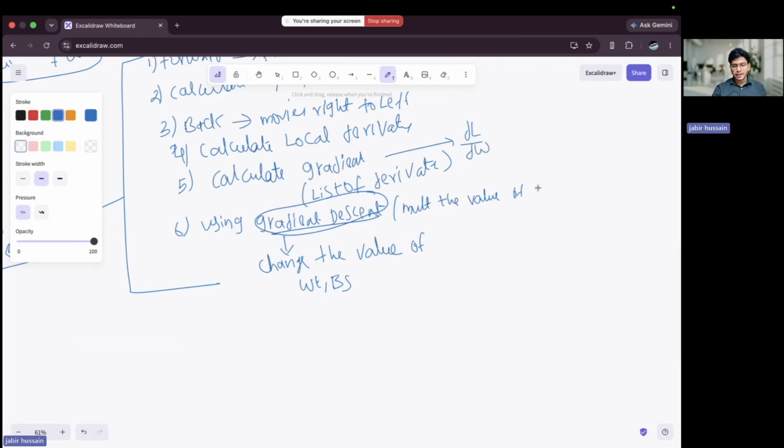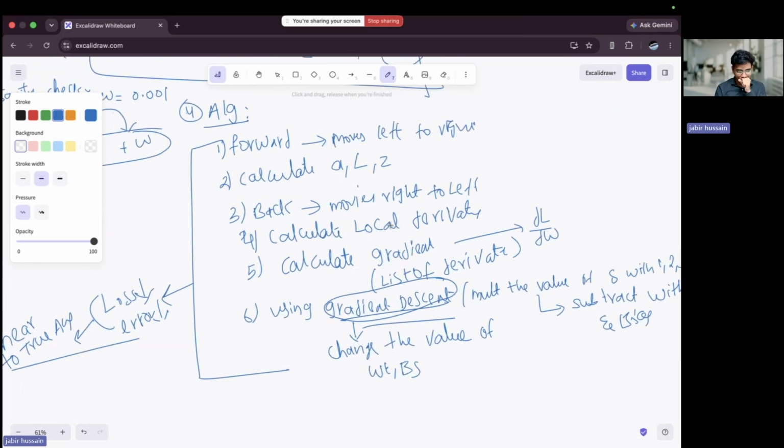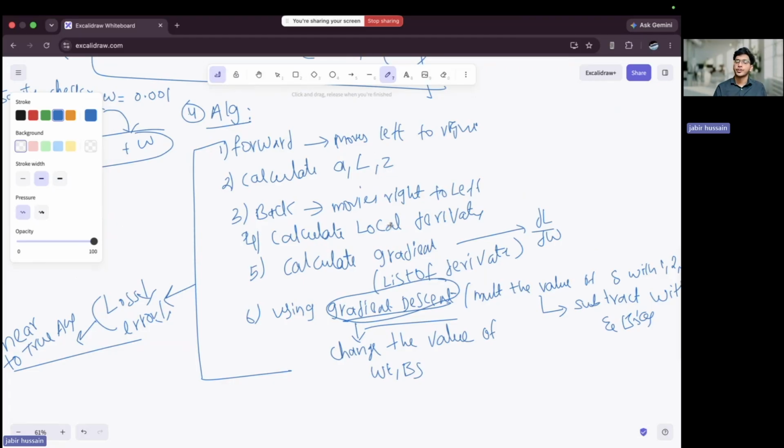So multiply the gradient with a number. It can be 1, it can be 2, it can be 3. Multiply it with a scalar and then subtract it from the weights and biases. This is nothing but gradient descent in very simple language. In 130 seconds, I have explained what gradient descent is, but we will see it in detail. For now, this is the algorithm.